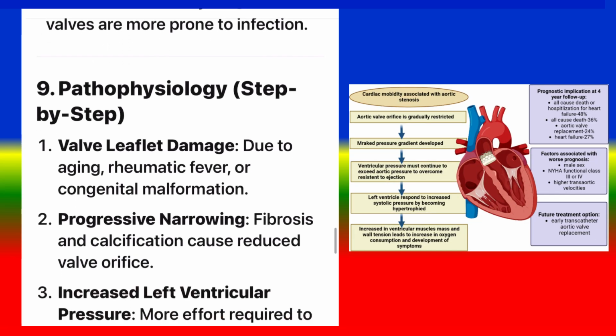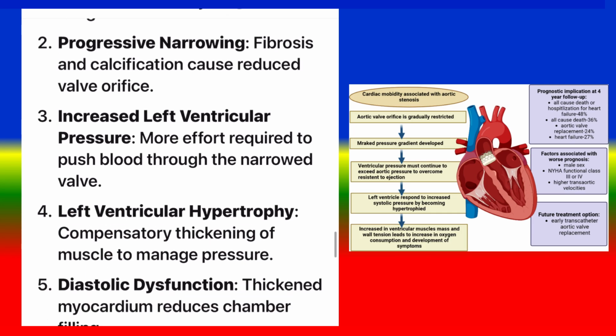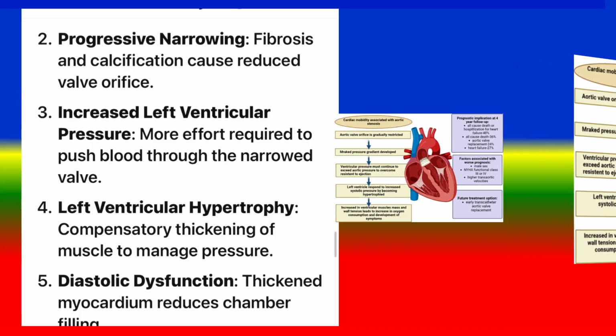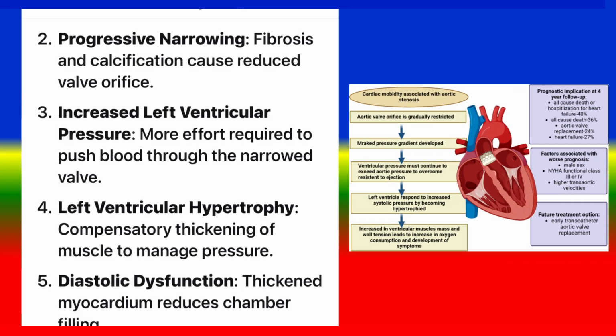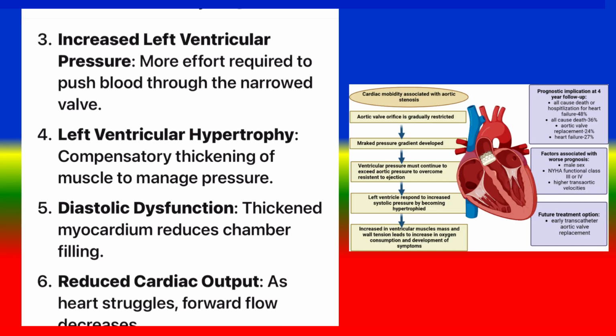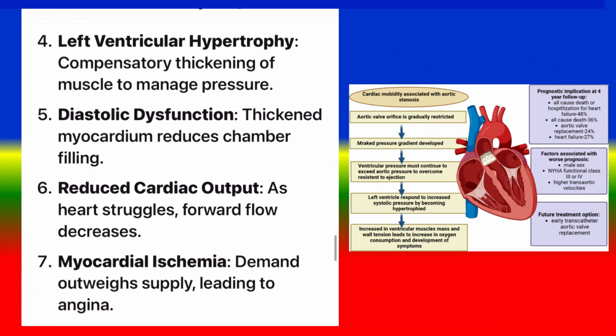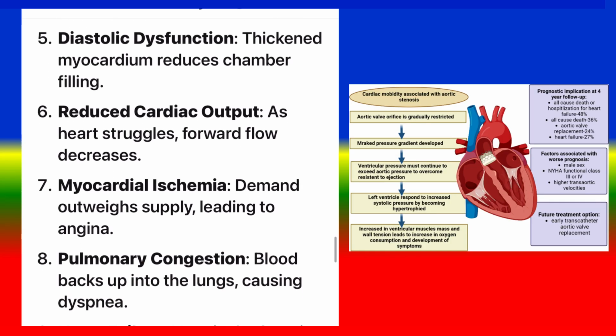9. Pathophysiology step-by-step. 1. Valve leaflet damage, due to aging, rheumatic fever, or congenital malformation. 2. Progressive narrowing, fibrosis and calcification cause reduced valve orifice. 3. Increased left ventricular pressure, more effort required to push blood through the narrowed valve. 4. Left ventricular hypertrophy, compensatory thickening of muscle to manage pressure. 5. Diastolic dysfunction, thickened myocardium reduces chamber filling.